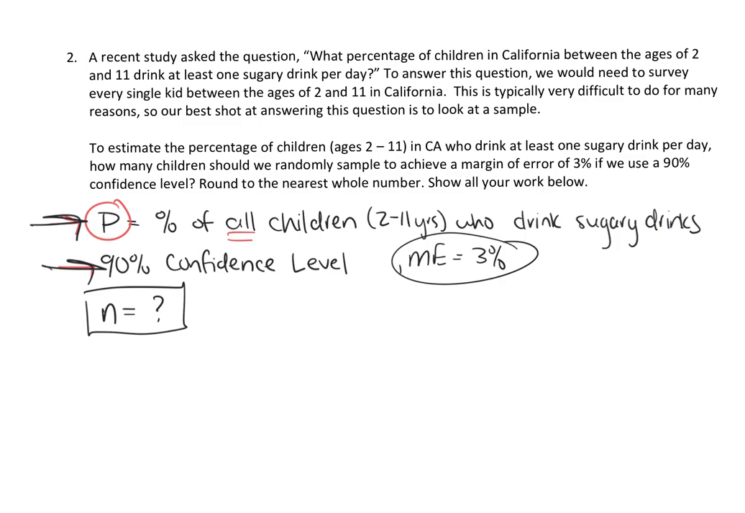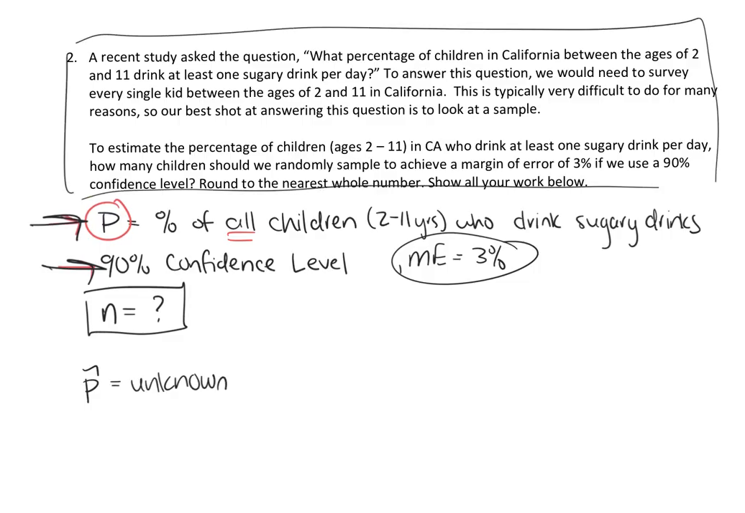So before we can calculate n, we need to ask ourselves, has there been a previous study that's been done that's similar to this question that we're trying to answer? Is there a sample proportion value, where we have a percentage of children in this age range who drink sugary drinks, from a sample that's been done? And in this problem, the answer is no. We don't have this value. It is unknown because, as I read this problem, nowhere in here am I given any information of a similar study that has been done where I have a p hat value.